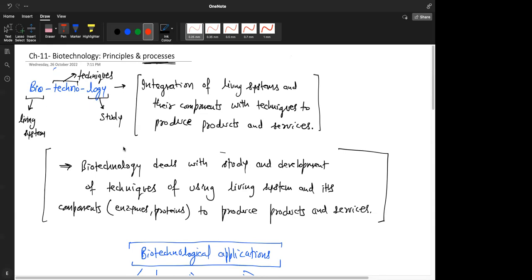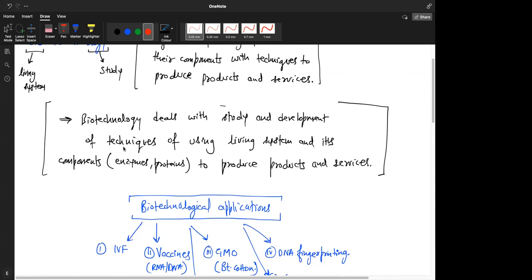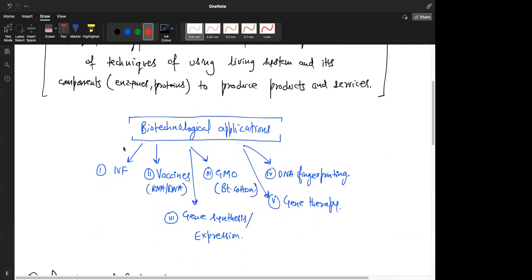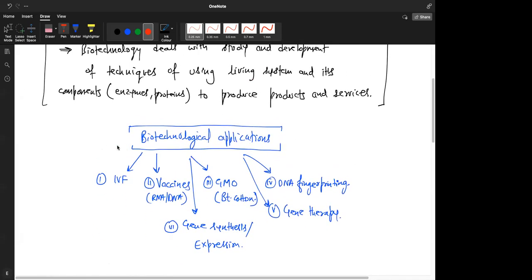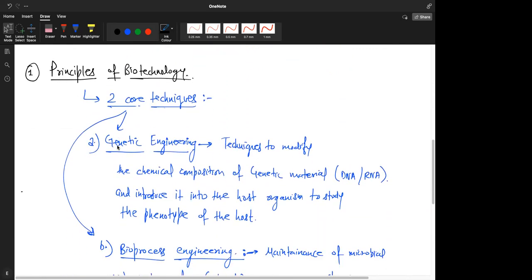So we learned the definition: biotechnology is the integration of living systems and their components with techniques to produce products and services. Then we learned a simpler definition. It deals with the study and development of techniques using living systems and their components to produce products and services. Then we learned about some biotechnological applications such as IVF, RNA and DNA vaccines, genetically modified organisms, DNA fingerprinting, gene therapy, gene synthesis, and so on.